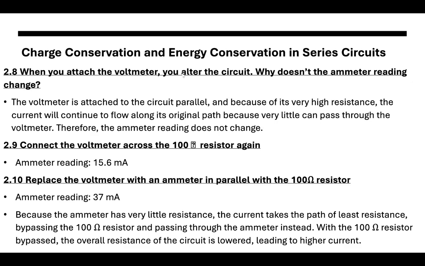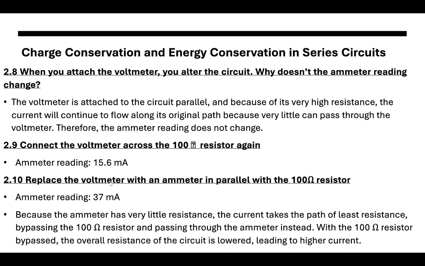And then when you attach the voltmeter, you alter the circuit. Why doesn't the ammeter reading change? This is because the voltmeter is attached to the circuit in parallel, and because of its high resistance, the current is going to keep going along the original path. Therefore, the ammeter reading does not change. And as you can see, the ammeter is going to be the same.